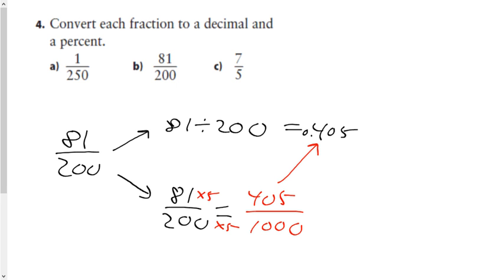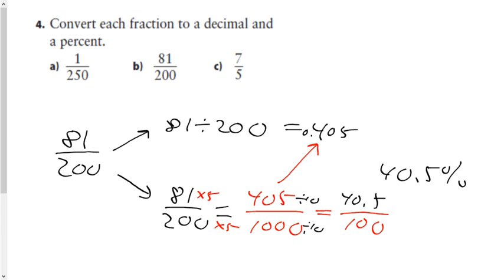And again, if I started here and I want to get the percent, just like Chloe said, all percentages are out of 100. Divide by 10. And you have 40.5 out of 100, which is 40.5%. Is there another way I could have written that answer as a percent? Yes. I could have written it as 40.5%.